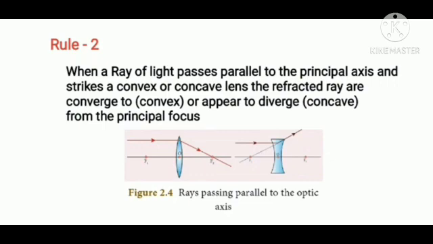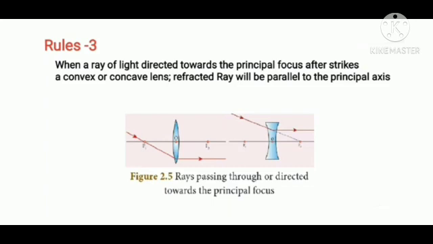Second rule: when a ray of light passes parallel to the principal axis and strikes a convex or concave lens, the refracted rays converge in a convex lens and diverge in a concave lens from the principal focus. Third rule: when a ray of light directed towards the principal focus strikes a convex or concave lens, the refracted ray will be parallel to the principal axis. Dear students, study these three rules thoroughly, then only we can understand the refraction.